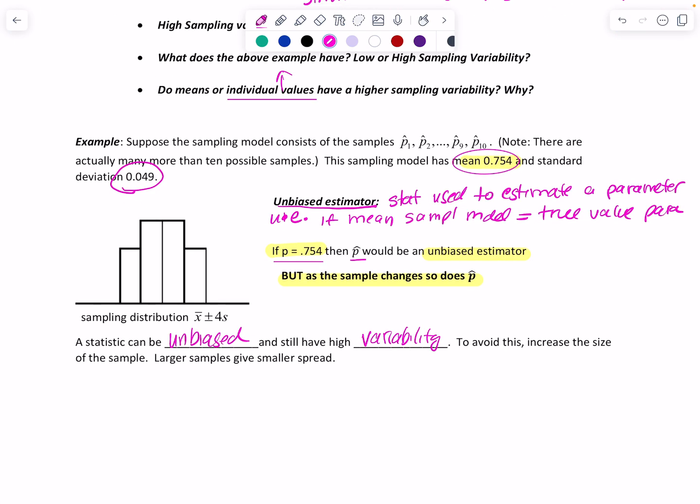Variability is bad. Say I'm running as Ms. Brown against Mr. Smith for political office, and somebody tells me 70% of the voters are going to vote for me, somebody else says 50%, and another person says 30%. I have so much variability, what do I trust? I have no idea what to believe. So to avoid this, we're going to increase the size of the sample.